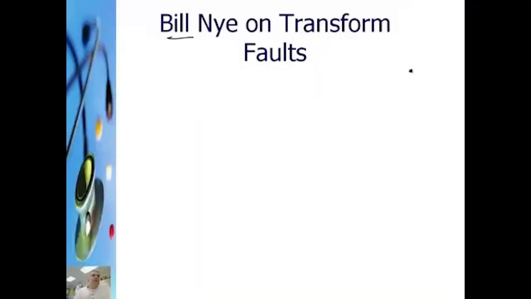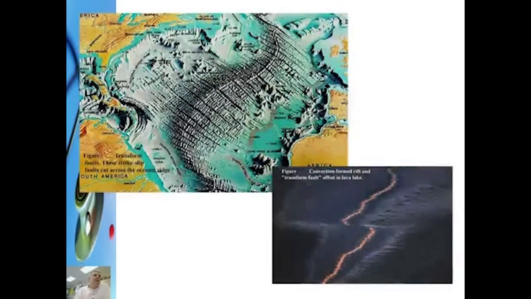Well, this is science. Let's take a look at another picture of transform faults. We've seen this picture before. This, of course, is the Mid-Atlantic Ridge. Here is South America, North America, and Africa over here. But essentially what we've got is these transform faults going across the mid-ocean ridge.